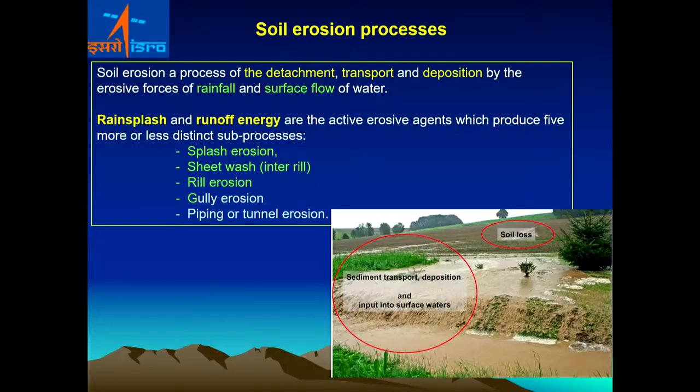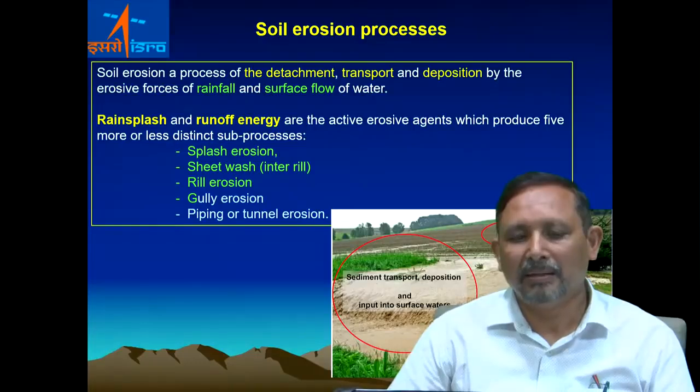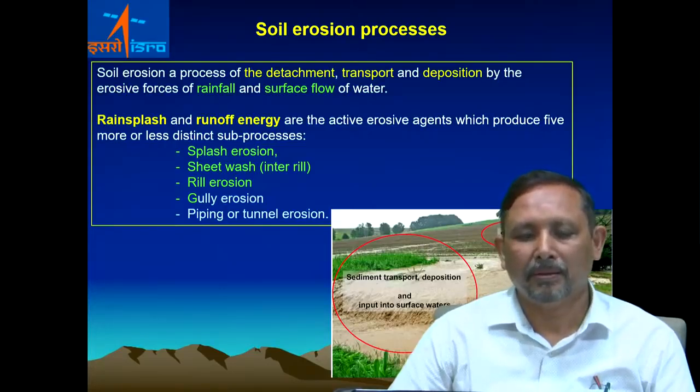Rain drops, when they fall on the ground, detach the soil particles, and these soil particles become loose material. They get transported through runoff, which is generated over the land surface, because part of the rainfall gets infiltrated into the soil and the remaining part moves on the surface. We call it surface runoff, the flow of water.